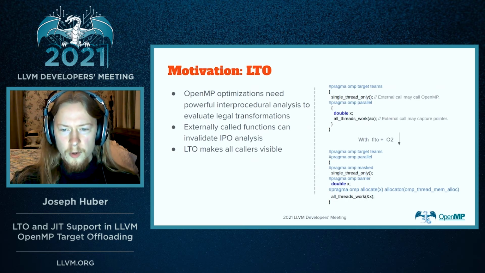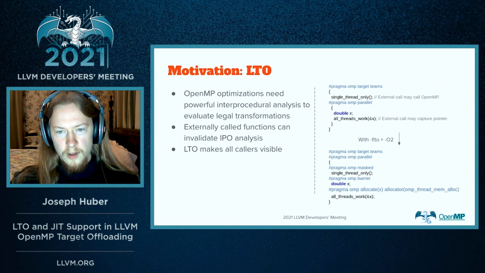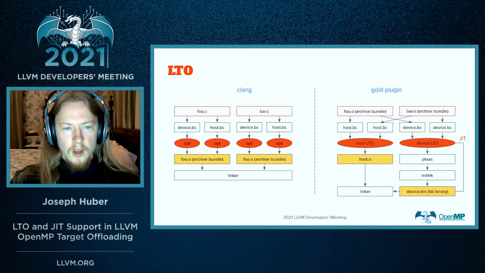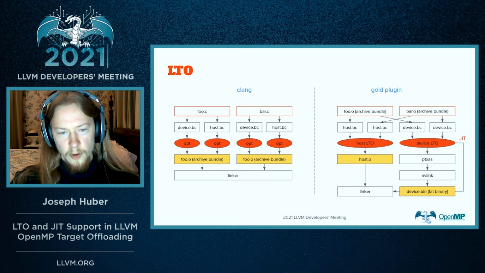So this is where LTO comes in. With LTO, we can put this into a single module so that we have complete visibility of these functions, and everything is internal and needs to be internal, so we have an ideal position to start with our interprocedural optimization. So this is an overview of how we're going to be handling link time optimization when compiling for target offloading.